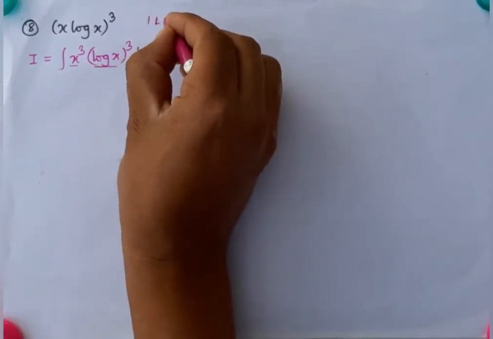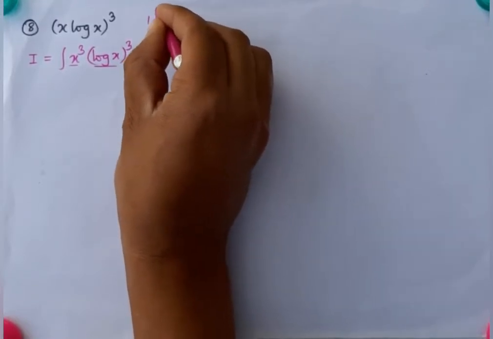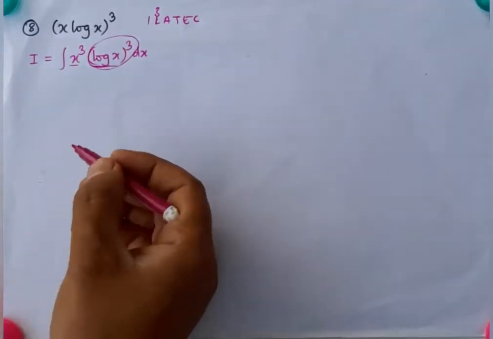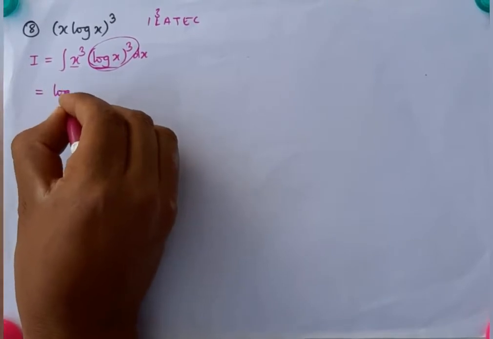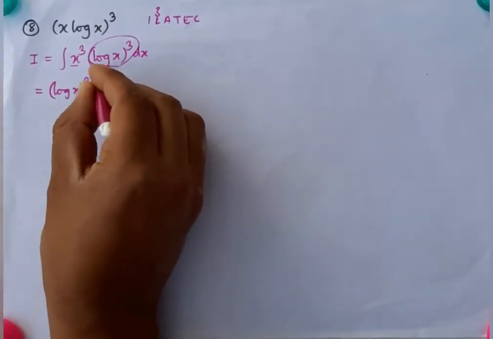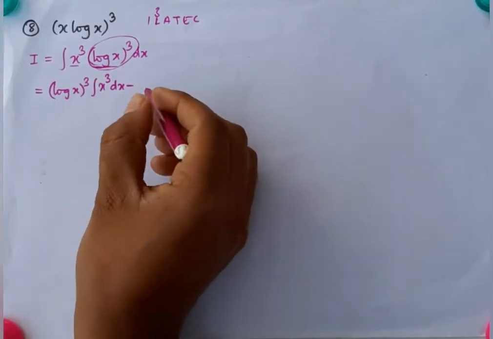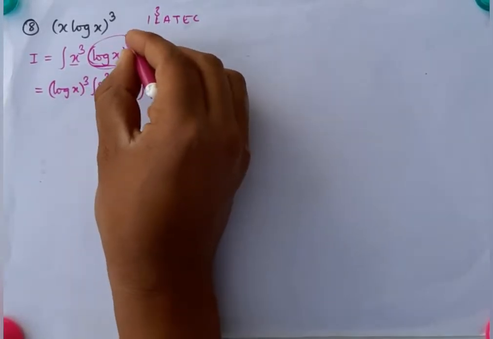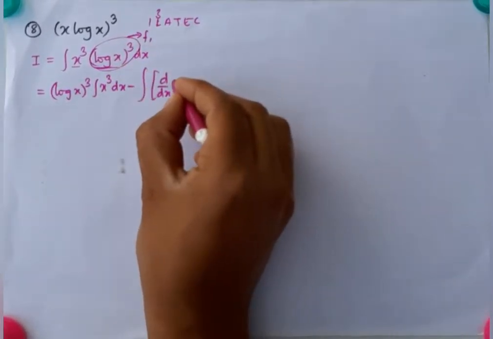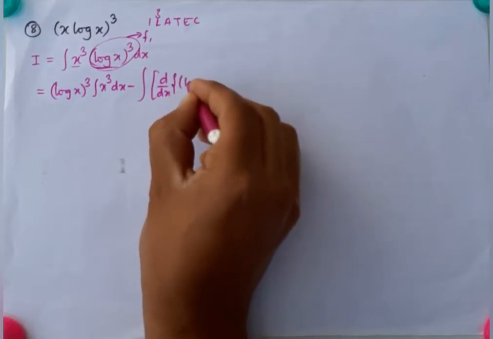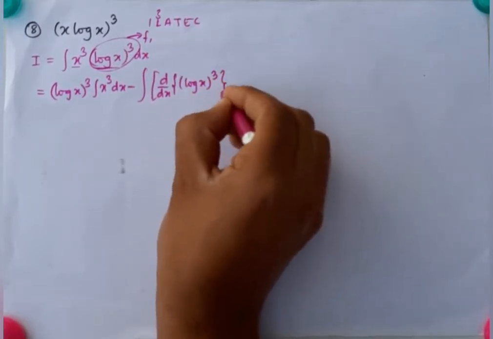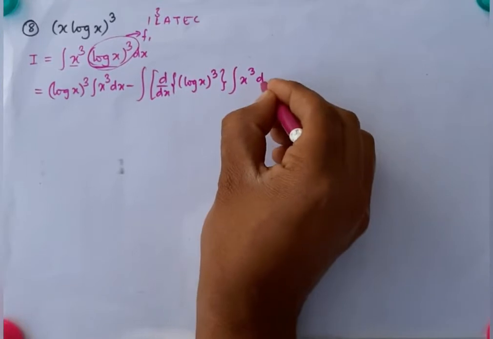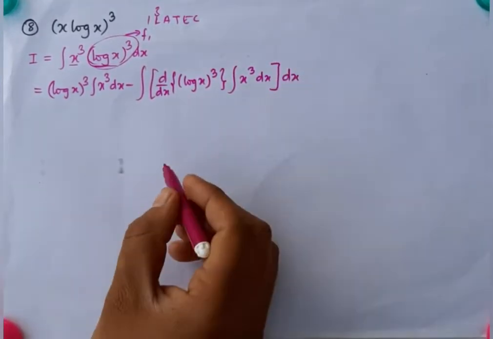Which one is coming? Let's see. So you clearly see that L is coming first. So this is my F1 and this is my F2. Okay, so in that case, we have log x cube integral of x cube dx minus integral differentiation of F1. This is my F1, remember. So F1 is log x cube, isn't it? And we have integral x cube dx, and outside we will put one more dx.